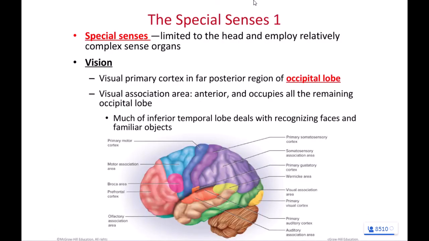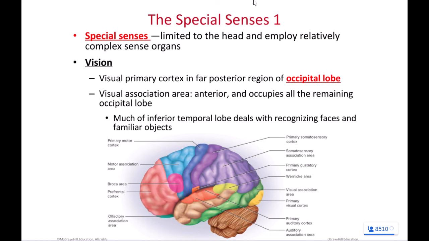When we think of special senses, I want you to think of sensations associated with the sensory organs of the head. Sight, sound, hearing, taste, and smell, and equilibrium as number 6, are typically categorized as our special senses. So they're going to employ complex sense organs associated with your head.